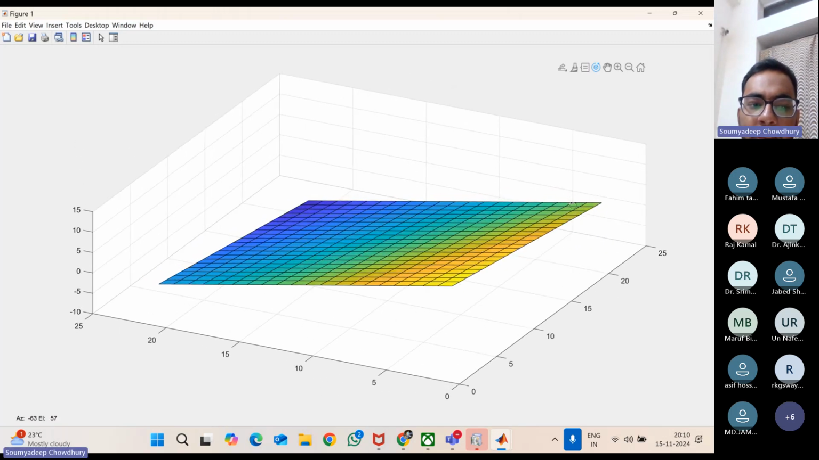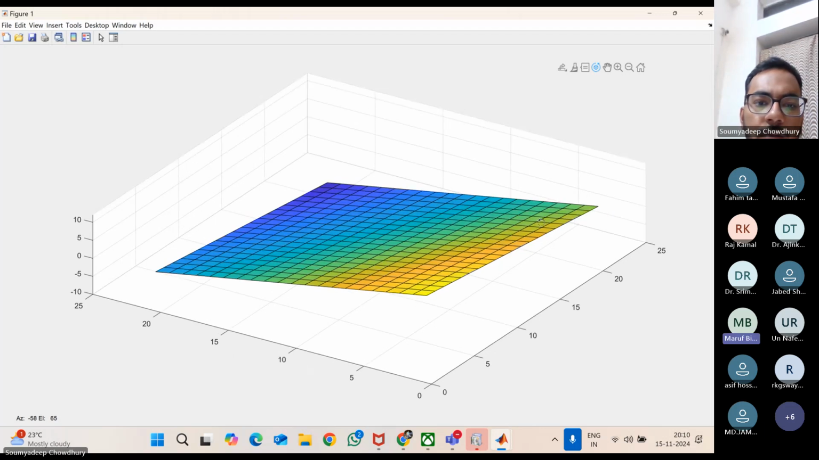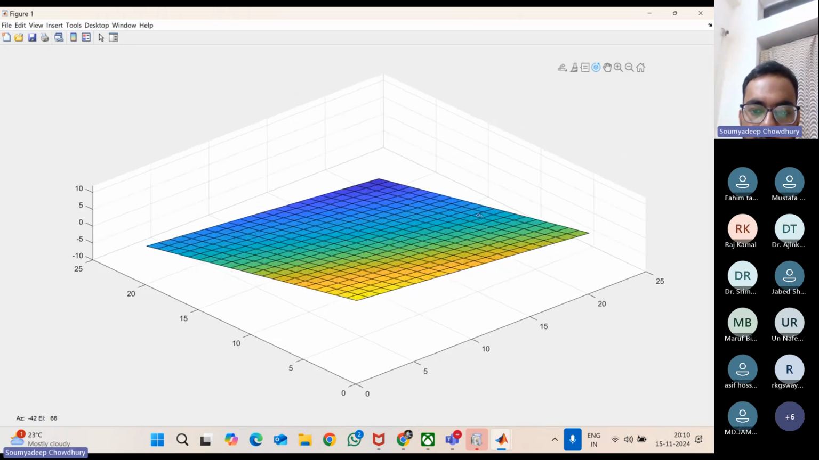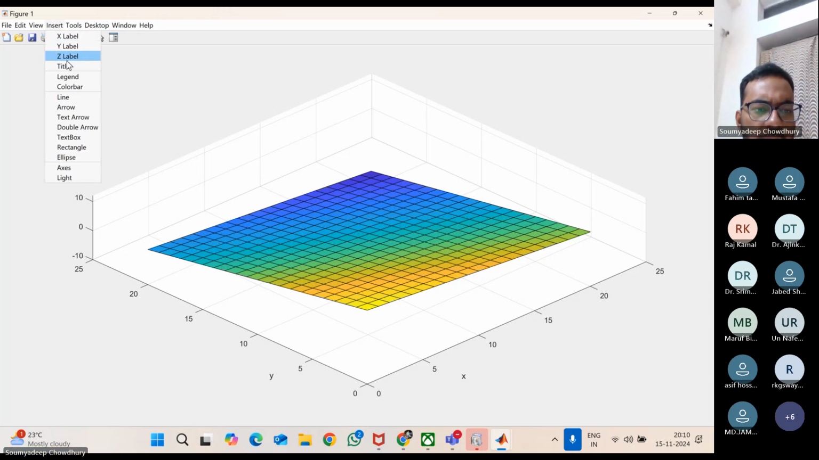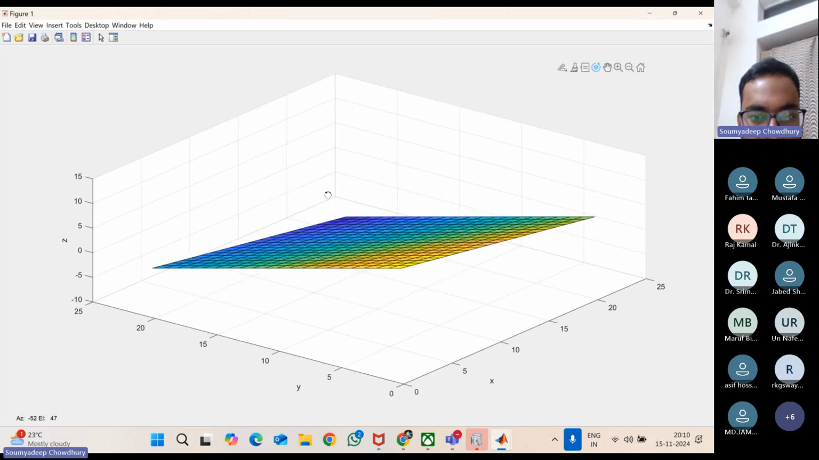Can you see the plane? Yes, sir. You can see, right? So this is a plane, you can understand. So I'll mark the axis also. So this is my x-axis. This is my y-axis. And this is my z-axis. So you can see here the plane, right?